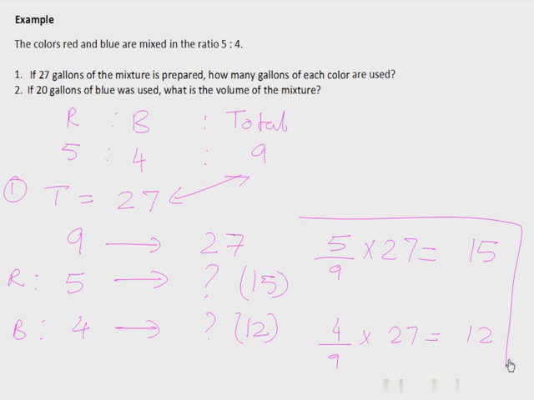And here are the well-known calculations. They come under many names. They come under unitary method. They come under direct proportion. Question 2. 20 gallons of blue was used.